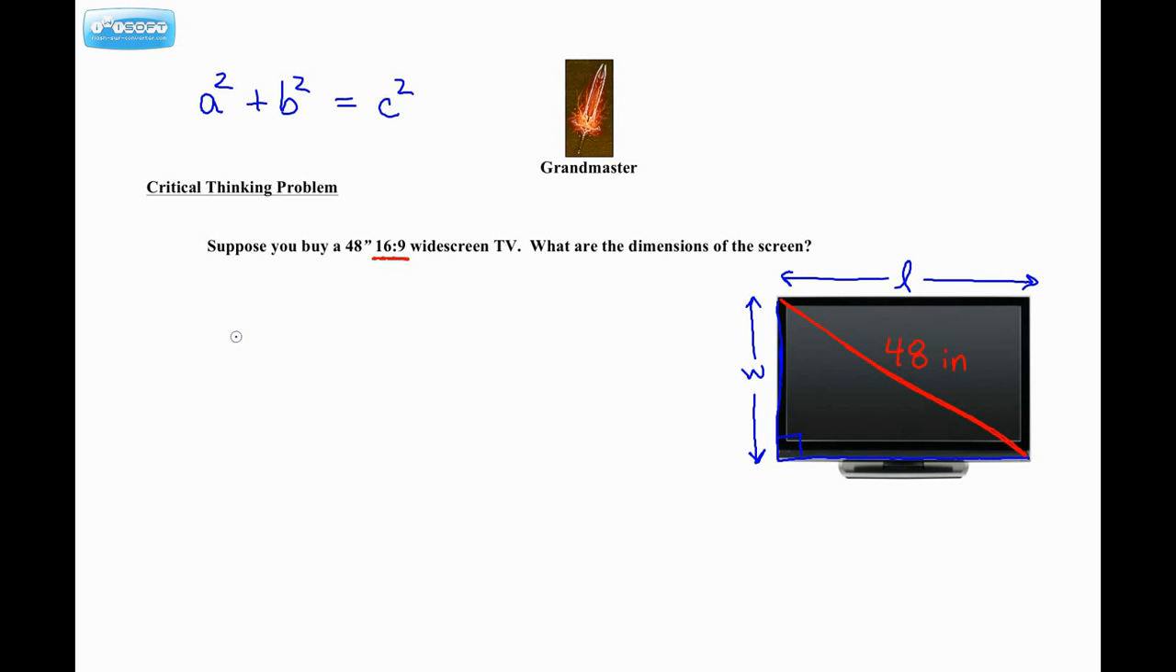So let's write out that equation using our letters. So it's L squared plus W squared equals our C squared. But we know that is 48, so we just write 48 squared. All right, so now we have an equation. We can't solve for it right now because we have one equation but two unknown variables. Fortunately, this ratio here, 16 by 9, will allow us to actually solve.